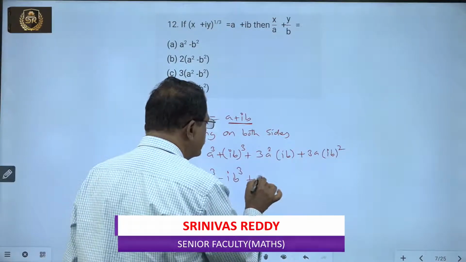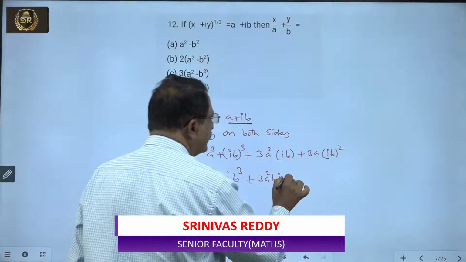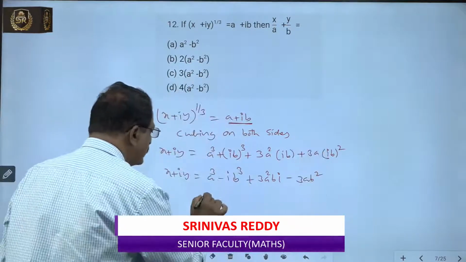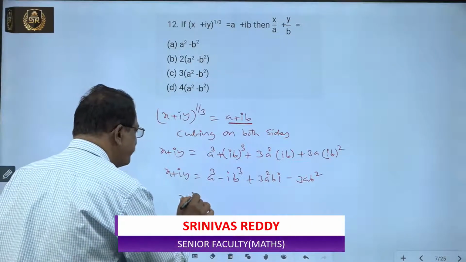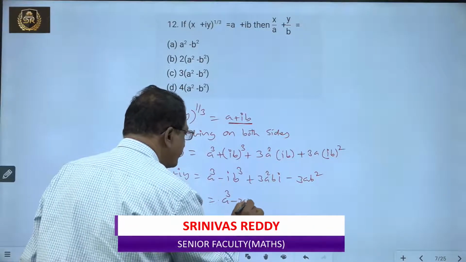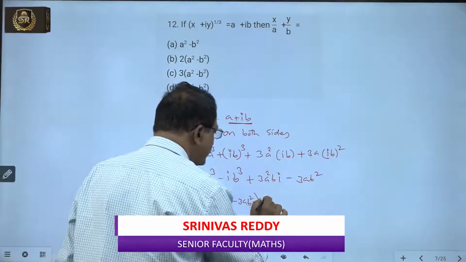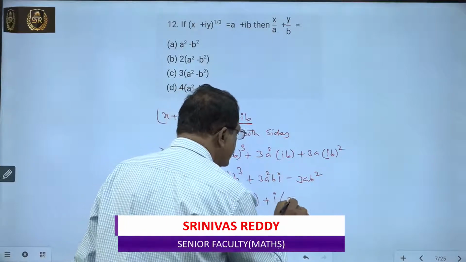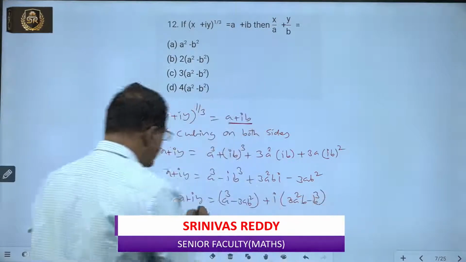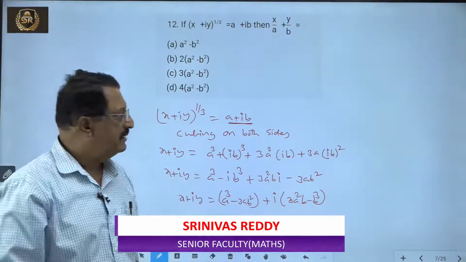Next, plus 3a square bi. Here i square equals minus 1, so minus 3ab square. Now x plus iy equals a cube minus 3ab square, plus, taking i common, i of (3a square b minus b cube). Now equate real and imaginary parts on both sides.